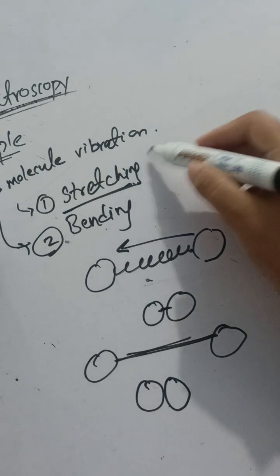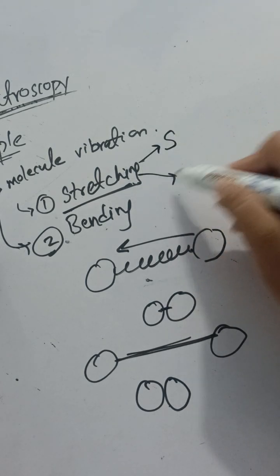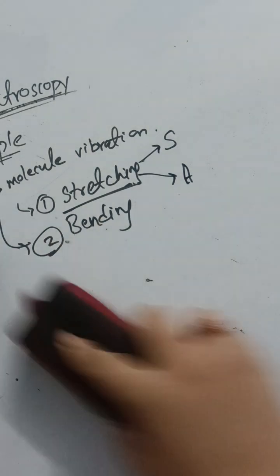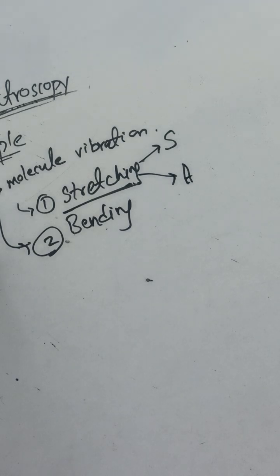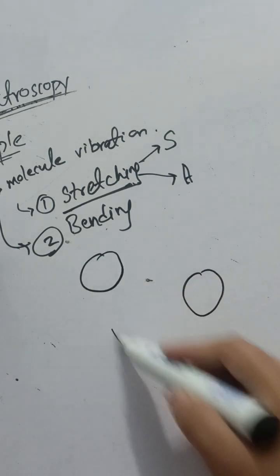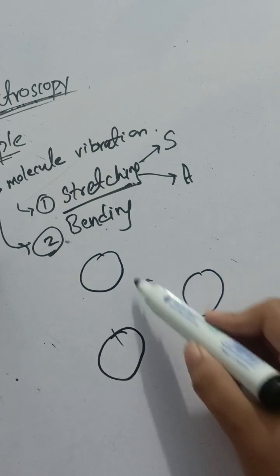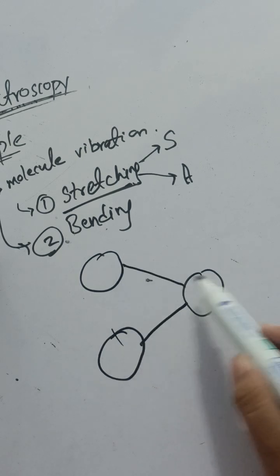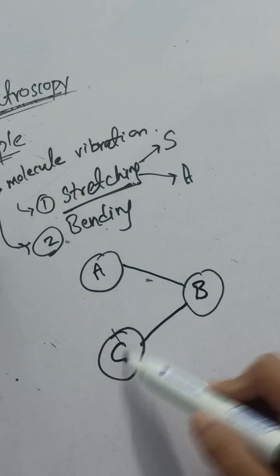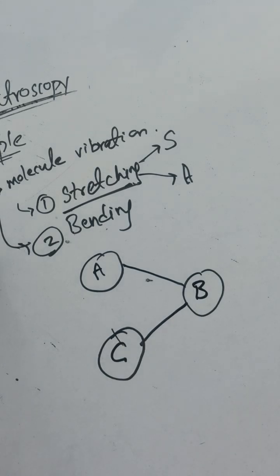Now your stretching vibration can be symmetrical or asymmetrical. Symmetrical change means, for example, if we have a triatomic molecule. Let's consider a triatomic molecule, because it will be easy for you to understand. For example, we have three atoms here connected with each other by bonds. Let's name them: this is A, this is B, and this is C. Now the stretching occurs between them.